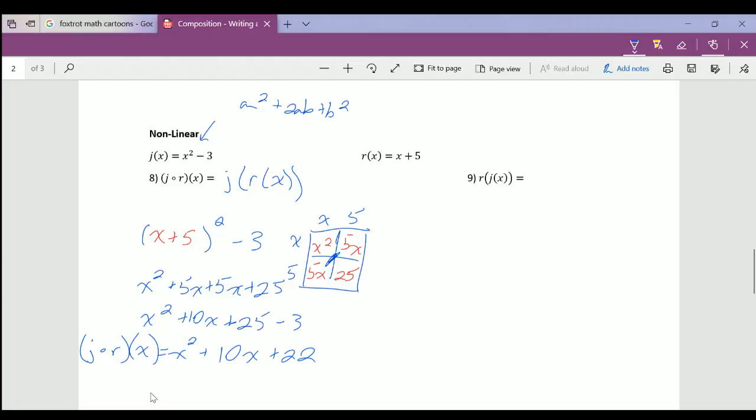Okay. Now the reverse is actually going to be a lot simpler because the thing that we're plugging it into isn't a quadratic. This time r is on the outside. So it's just going to be x plus 5. And then we're going to go ahead and put j inside of it. X squared minus 3. Those parentheses, they're not really doing anything, so we can just drop them. X squared minus 3 plus 5. And combine like terms. And since this one was in that notation, I'll keep it that way. R of j of x. And there you go.